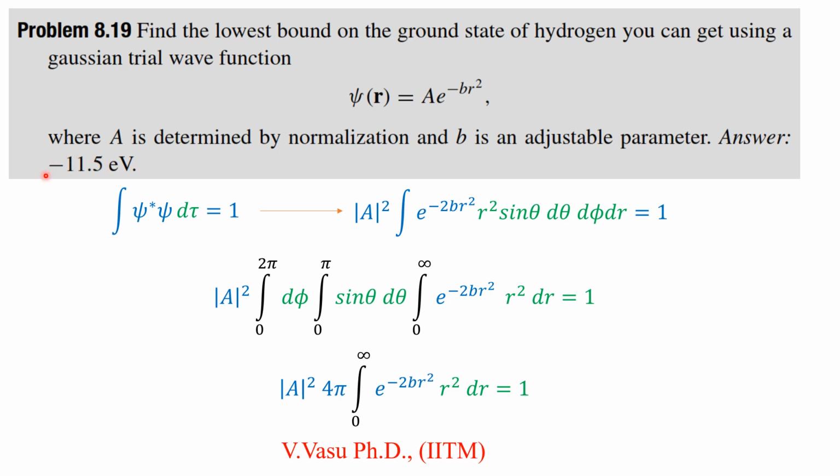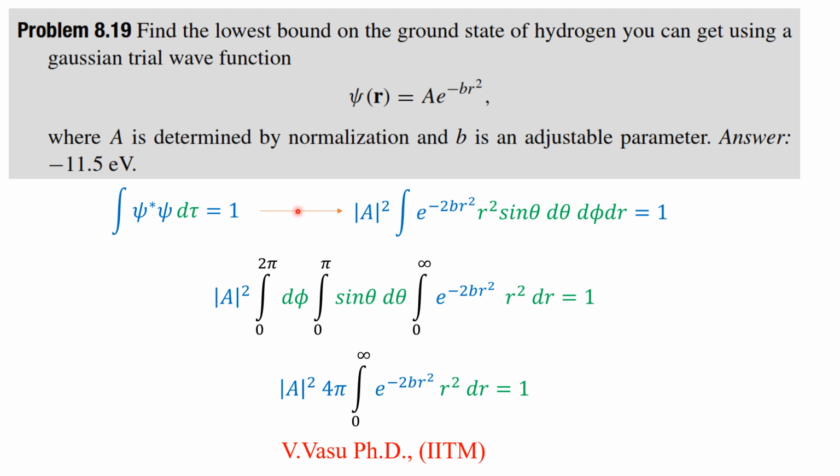So you will get the answer. The answer they have given is −11.5 electron volt. Actually, for the hydrogen atom, the ground state energy is −13.6 electron volt, so which is closer to this value.